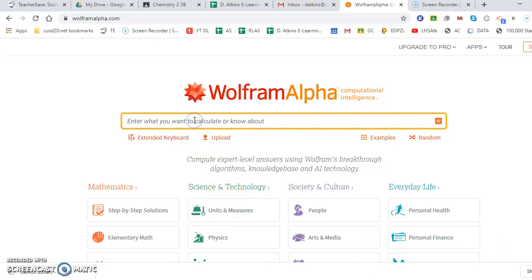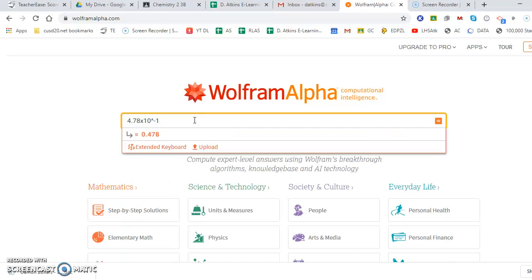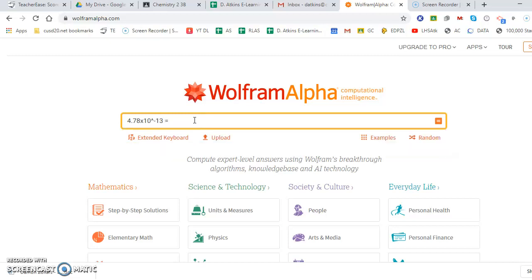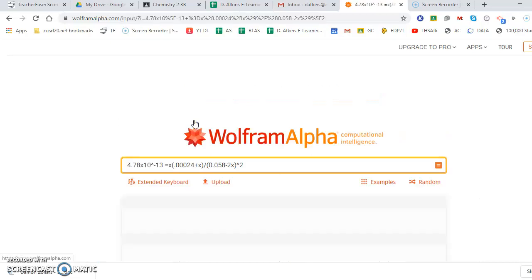So I'm going to take that expression that I had a little bit ago, 4.78 times 10^-13. That's how you type into a box that you're using an exponential. And that equaled, this is just the original equation I had, x times (0.00024 plus x) divided by (0.058 minus 2x) quantity squared. And we're going to hit enter.